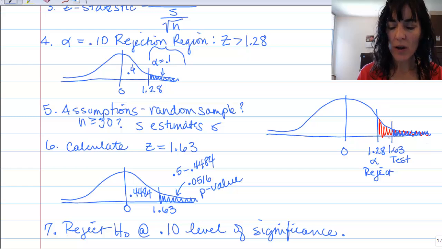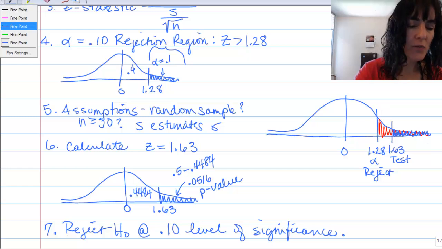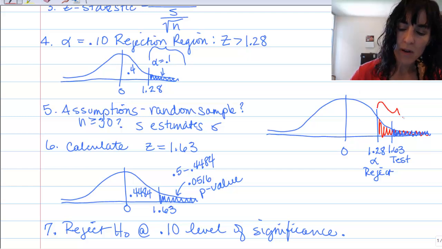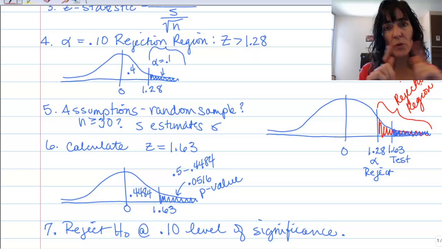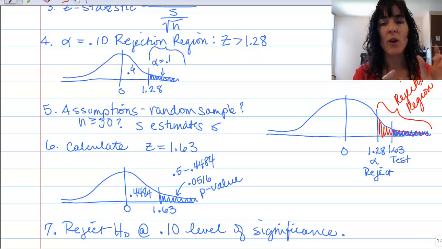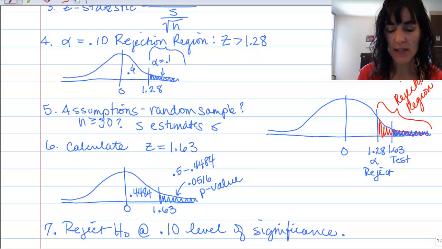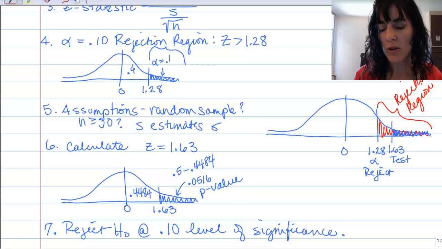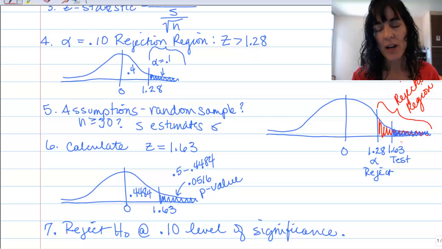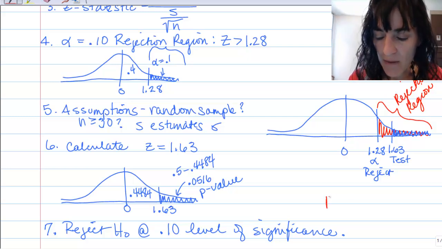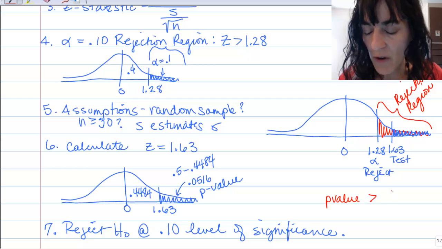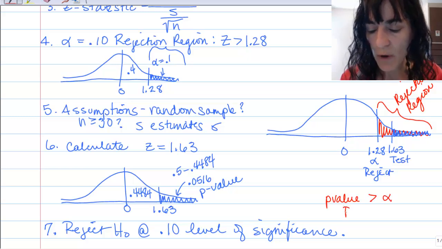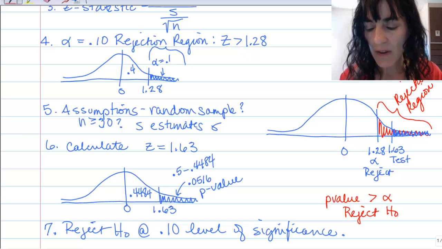So again, we are comparing our rejection region to the region that we get, the probability of our actual sample data, of where it falls in the distribution. And since this distribution was smaller than our rejection region, or in this case our p-value is greater than our alpha, then we're going to reject H0.